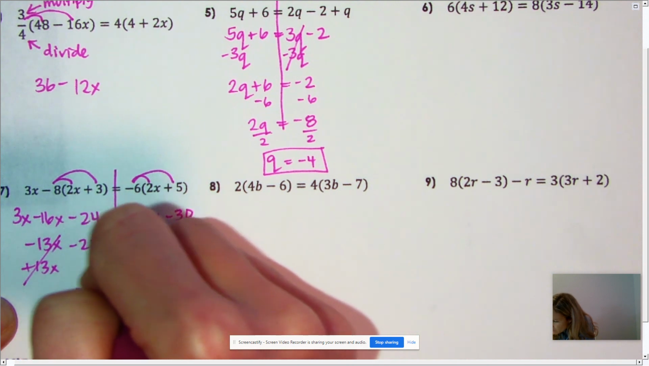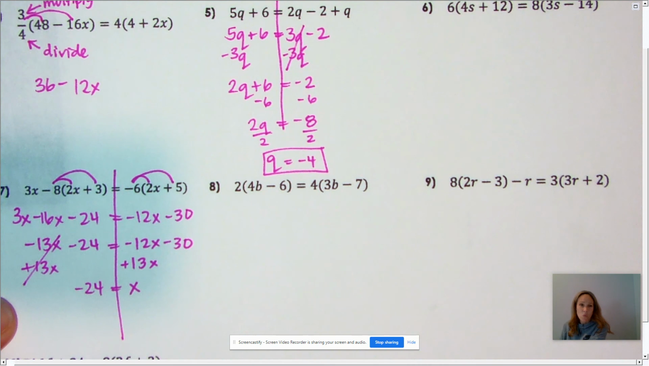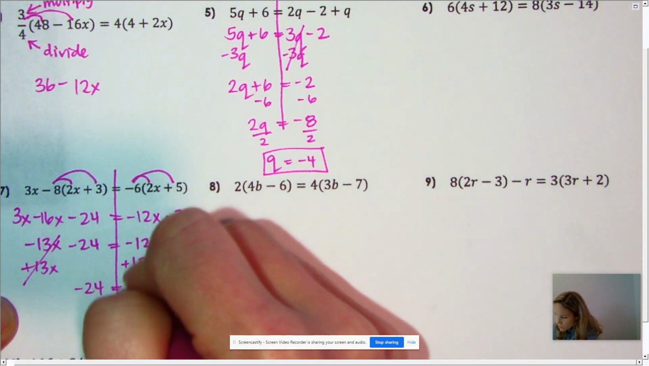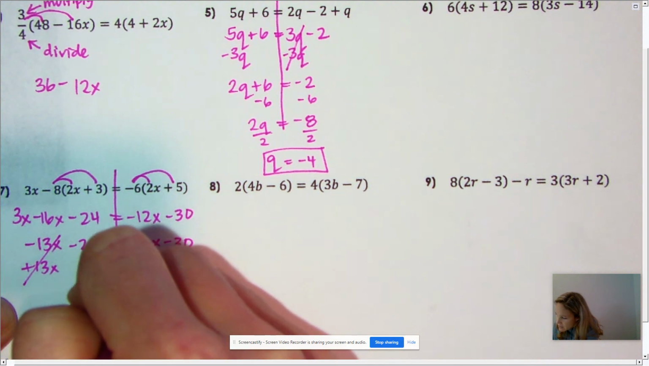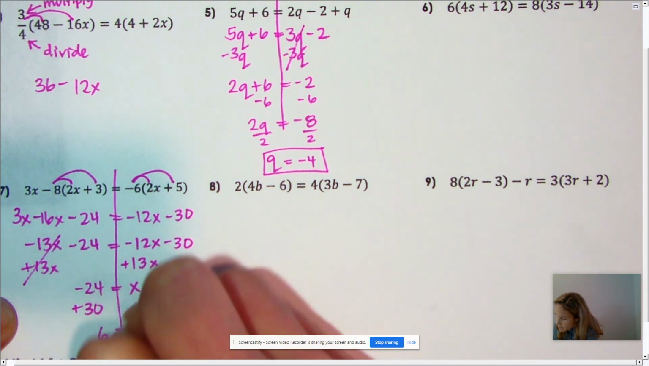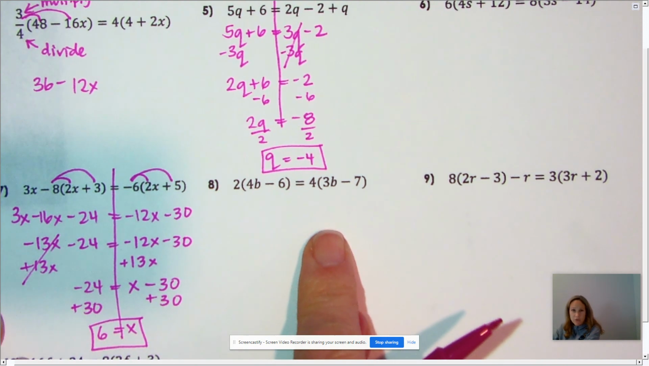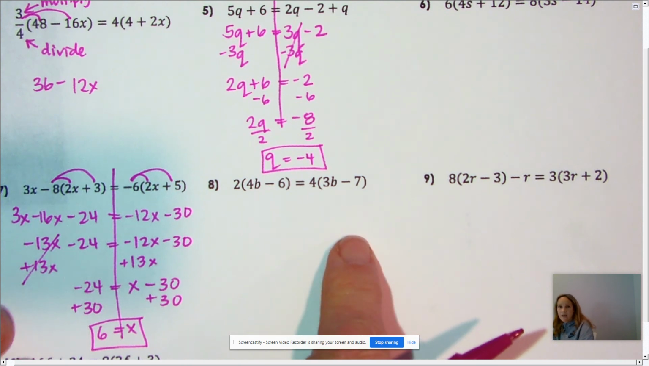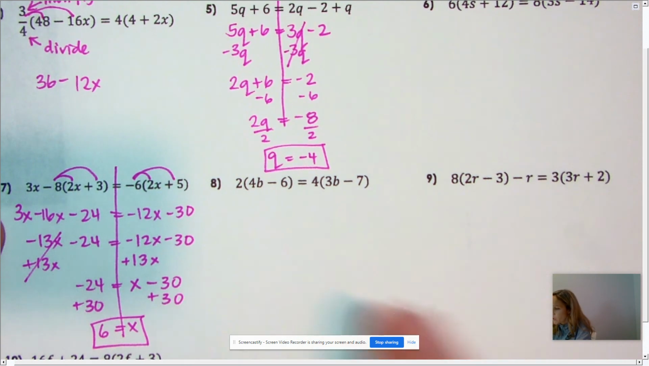So negative 24 is equal to positive 1x. When it's just a 1, we don't have to write it. You can if you want to. It's not wrong, but the simplest way to write it would just be x. Then I'm going to add 30 on both sides. So I get x is equal to 6. Okay, we're going to skip question 8, but you would just distribute and then cancel out the smaller value of b from both sides and then solve your equation.